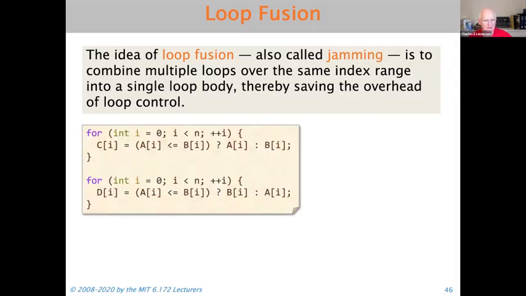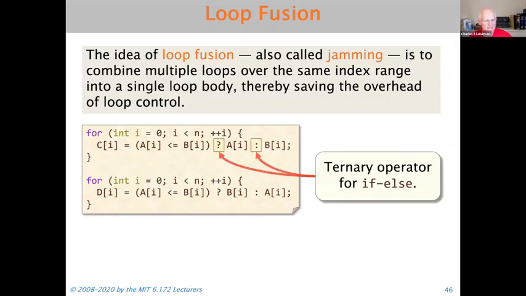So here's an example. We're going to merge these two loops. Each strides through the elements of A and B. The first computes C[i] to be the minimum of A and B, and the second computes the maximum. This syntax here is the ternary if-else operator. You take a Boolean expression, question mark, one value, and the next value. It says if that Boolean is true, do A[i], otherwise do B[i], but it does it as an expression.